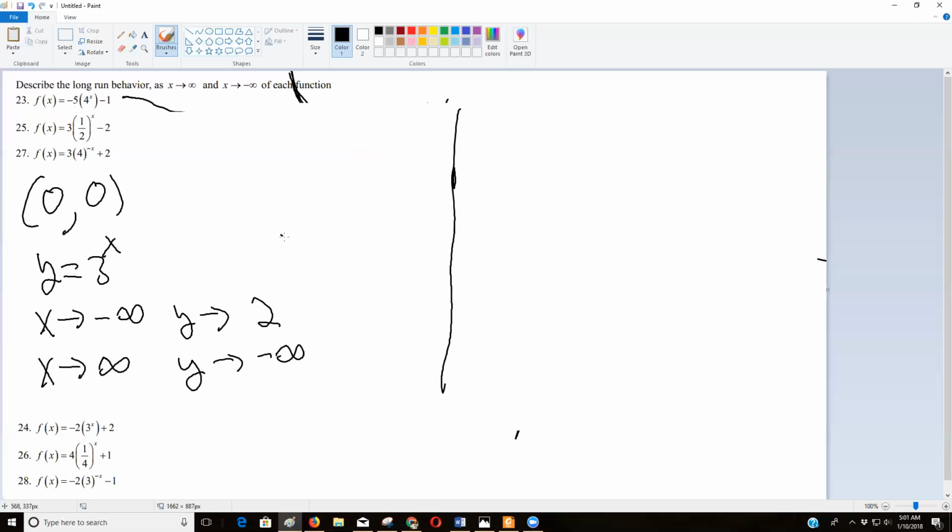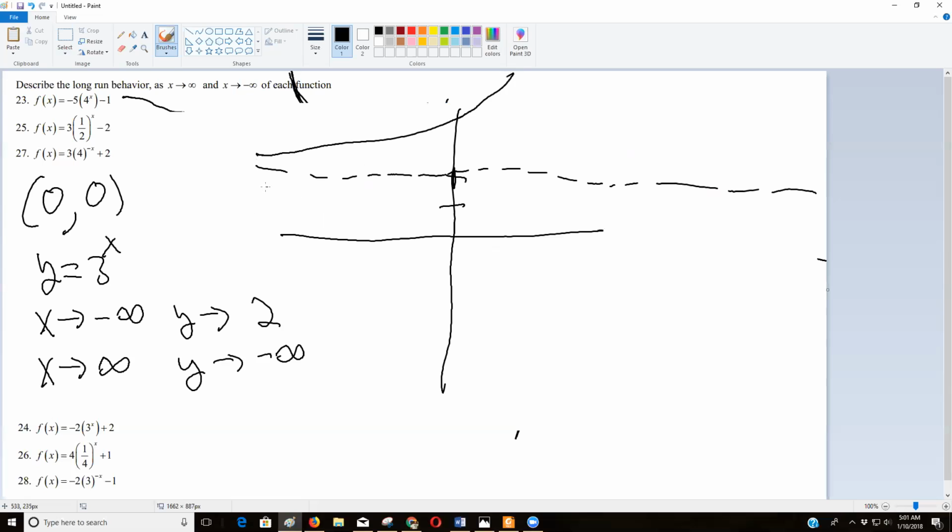So I know it's got a horizontal asymptote of y equals 2, because way out at negative infinity, this graph is approaching 2. So this is either going to look like this, or it's going to look like this. I do know it crosses through 0, 0, so that kind of locks that in. It's got to be that graph. This one would never cross through 0, 0. So let me erase that.